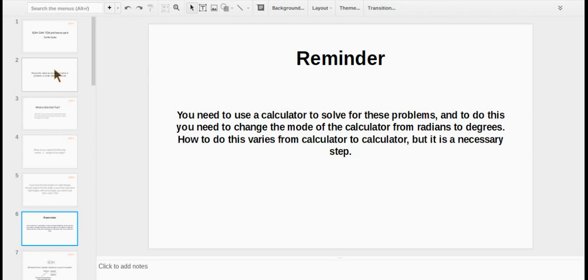Reminder: you need to use a calculator to solve for these problems, and to do this, you need to change the mode of the calculator from radians to degrees. How to do this varies from calculator to calculator, but it is a necessary step.